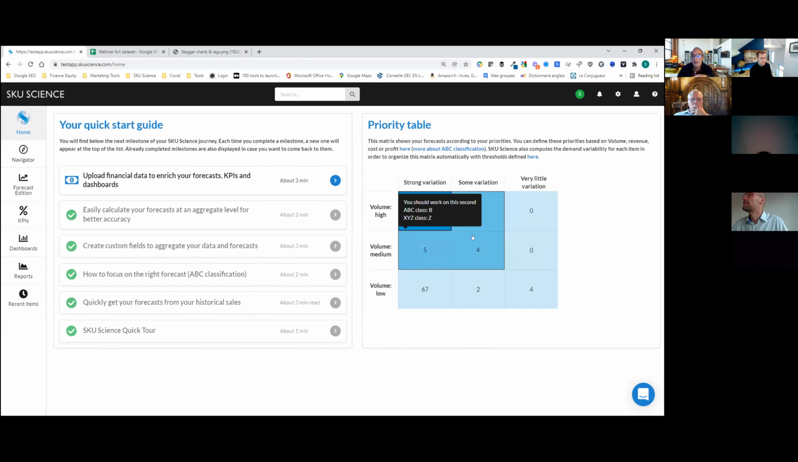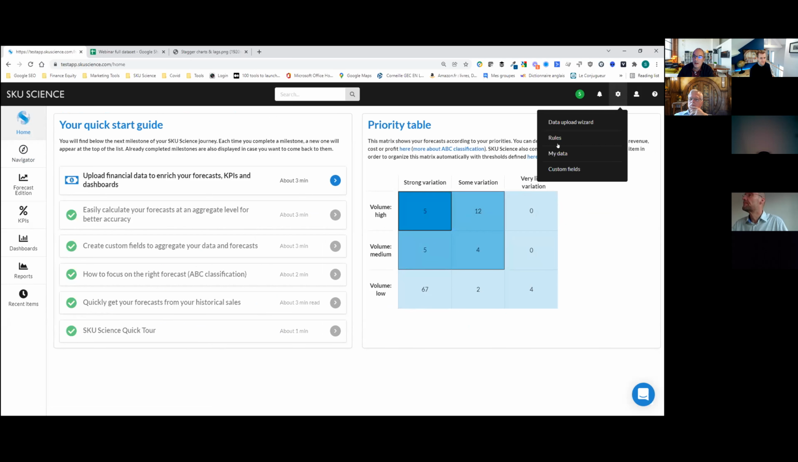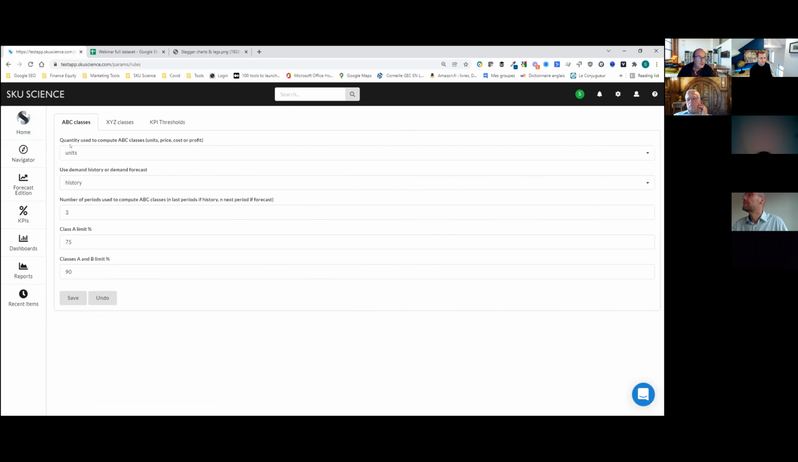So this is one way to do it. This is the one that Nicolas does not advocate. Now I'm going to show you first that we can change the ABC class. Instead of computing on the units, he recommends focusing on the revenue. So if we select the price, and instead of selecting the history, we should select the forecast. Here we'll pick the next three periods of the forecast to compute the ABC class.